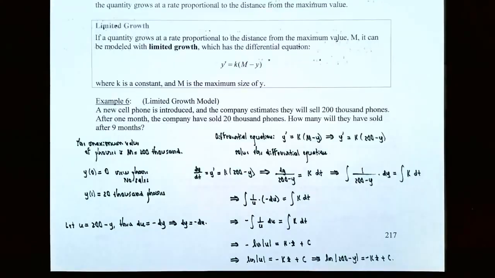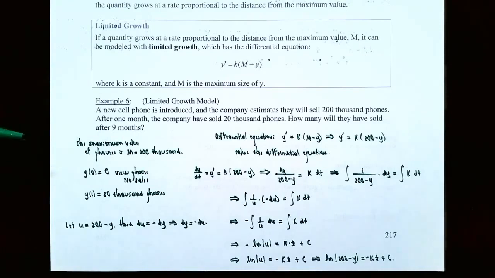So let's take a look at this next example. Example 6, limited growth model. A new cell phone is introduced and the company estimates that they will sell 200,000 phones. After 1 month, the company has sold 20,000 phones. How many will they have sold after 9 months?